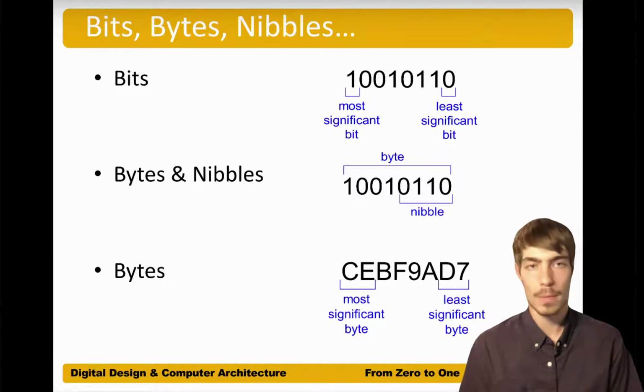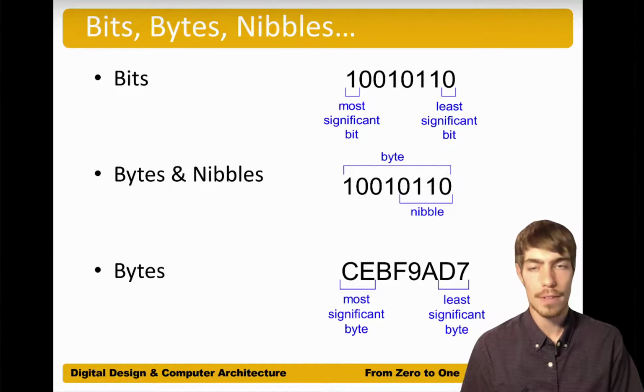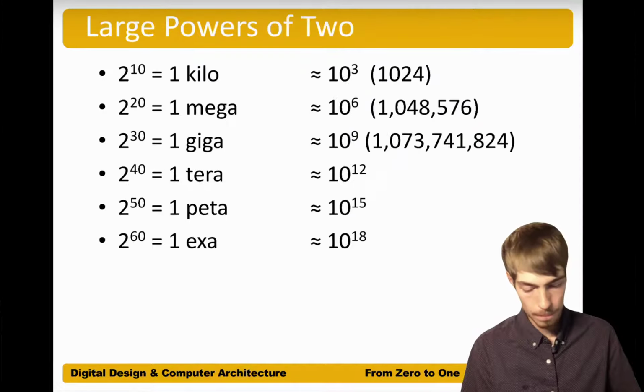Similar to the way we talked about most significant bits and least significant bits, bytes also have a designation in terms of the most significant byte. This would be the byte that represents the most significant part of the value, and the least significant byte is going to represent the smallest chunk of the value that we're talking about.